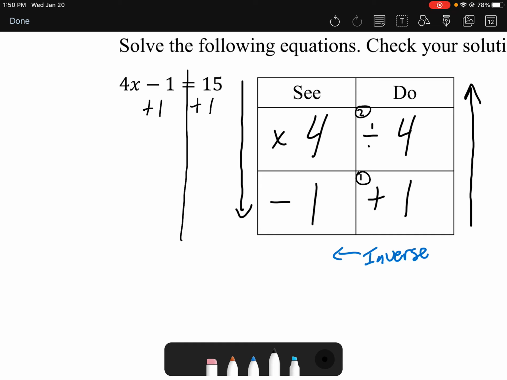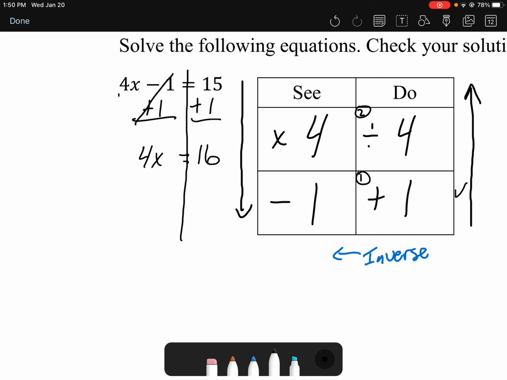Now when I add 1, that's just going to cancel out my minus 1 up there, because again, they're inverses of one another. They're canceling each other out, leaving me with just 4x. Then on the right side, I have 15 plus 1, or 16.